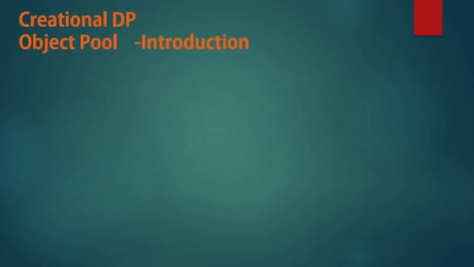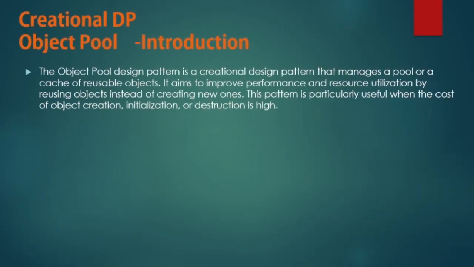What is Object Pool Design Pattern? The Object Pool Design Pattern is a creational design pattern that manages a pool or a cache of reusable objects. Its aim is to improve performance and resource utilization by reusing objects instead of creating new ones. This pattern is particularly useful when the cost of object creation, initialization, or destruction is high.